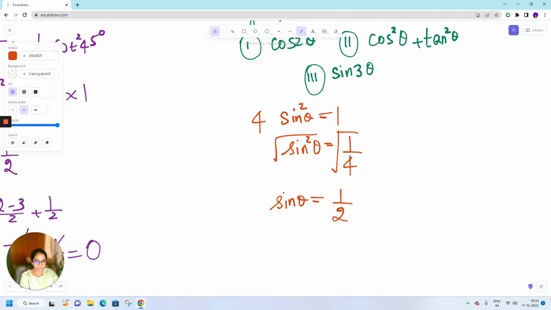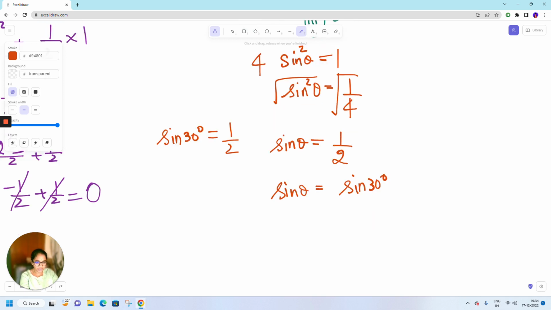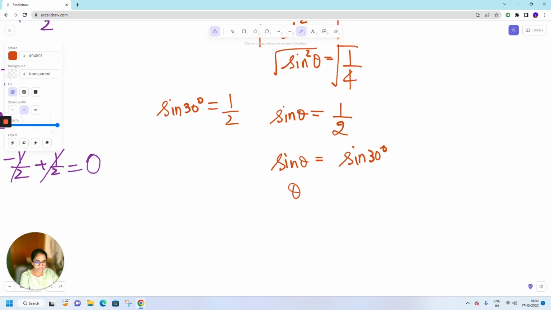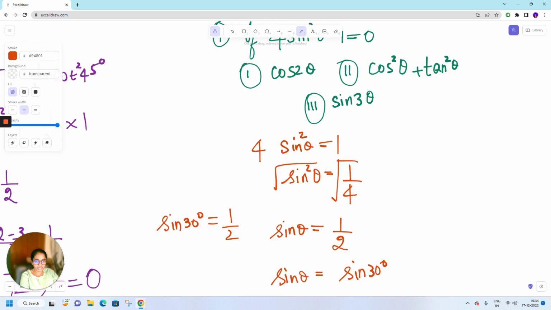Okay. For which value of theta is sine theta half? Yes, sine 30 degree is equal to half. So I can replace the half with sine 30 degree. I'll write half as sine 30 degree. If sine theta is equal to sine 30 degree, then theta is equal to 30 degree. Okay. We know the theta value.